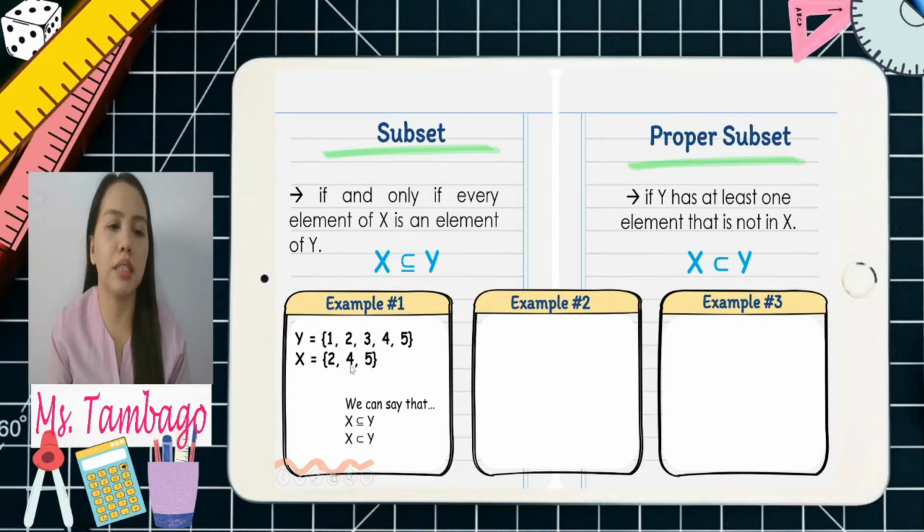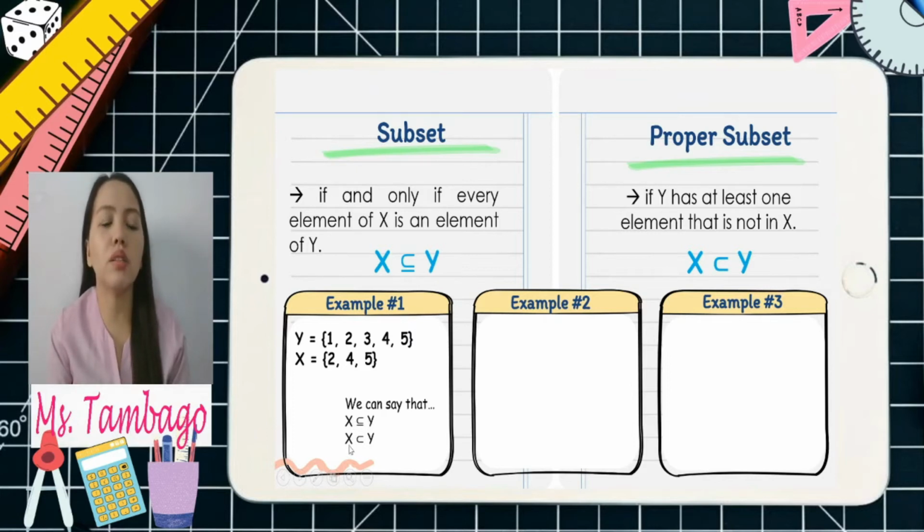These are the elements. Isa-isahin natin. Si 2 na element, can we locate it in the set Y? Yes. For 4 in the set X, can we locate it? Yes, we have it also in set Y. And for 5, we also have it in set Y. Therefore, all elements of set X, 2, 4, 5, can be seen or located in the elements of set Y. We can say that X is a subset of set Y.